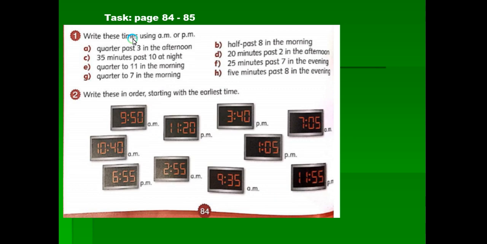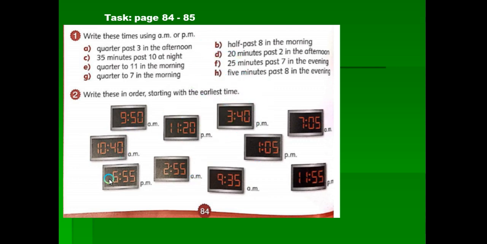Write these times using AM or PM. AM means in the morning and PM means afternoon, starting from the afternoon to your evening. Now let's see. 3:15 in the afternoon. Is it AM or PM? Afternoon means PM. Now let's see B. 8:30 in the morning. Morning is AM. That's always required for you to write. So when you're talking about AM, you're talking about morning. When you're talking about PM, you're talking about afternoon, evening.